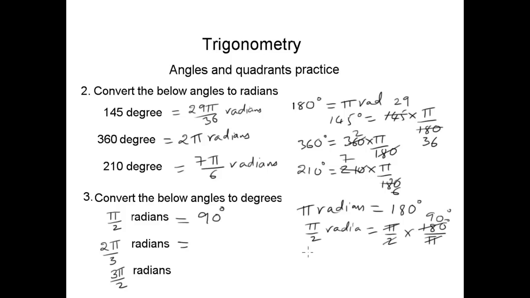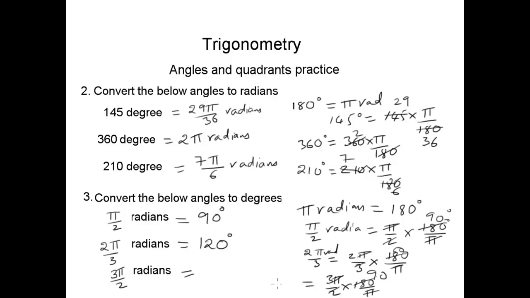2 pi over 3. So 2 pi over 3 radians would be 2 pi over 3 times 180 over pi. Your pi cancels away. 3 60s, 2 60s is 120. So this is 120 degrees. What is 3 pi over 2? This should be 3 pi over 2 times 180 over pi. So pi cancels away. 2 90s. 90 times 3 is 270 degrees.